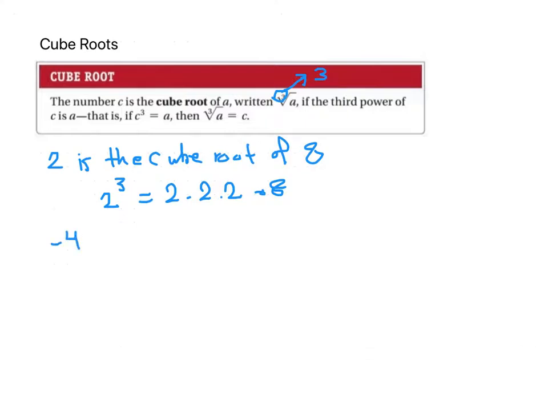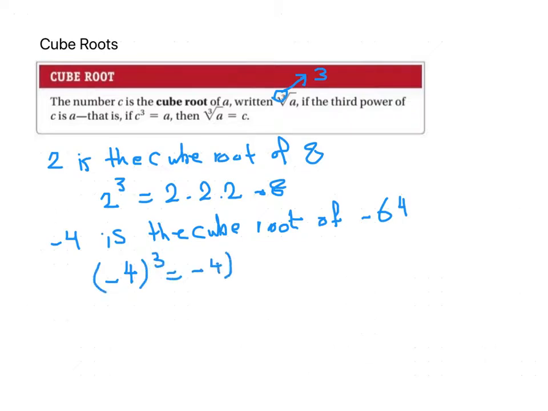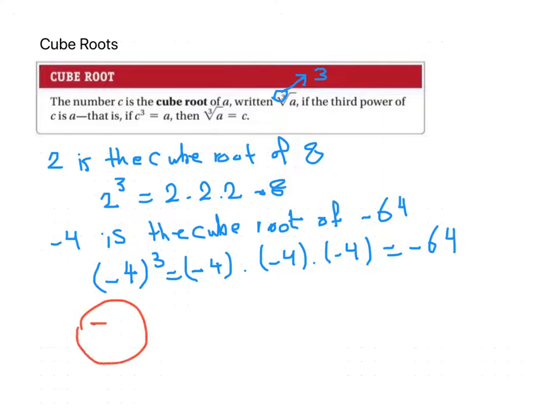Negative 4 is the cube root of negative 64, because negative 4 to the power of 3 means negative 4 times negative 4 times negative 4. Negative times negative is positive, positive times negative is negative, so don't forget the sign rule here. That means every real number has exactly one cube root, only one cube root.